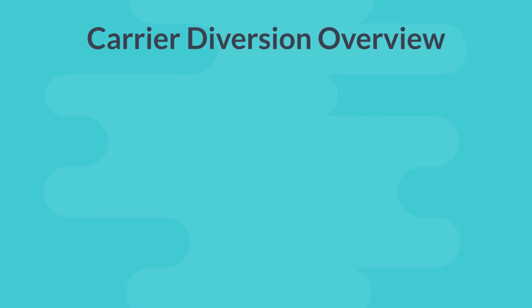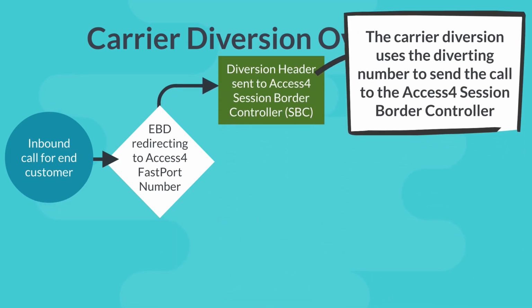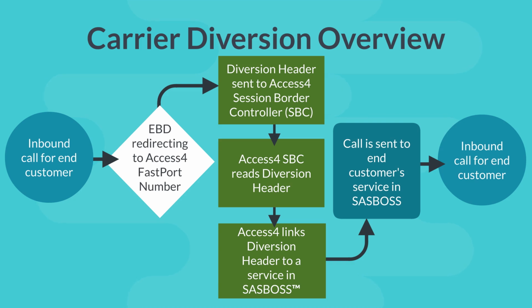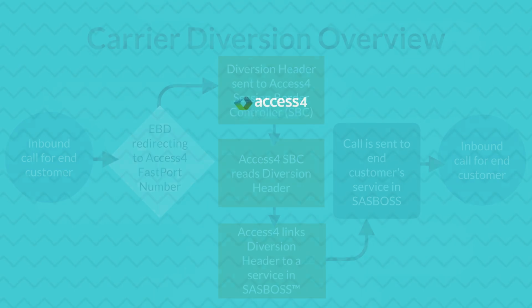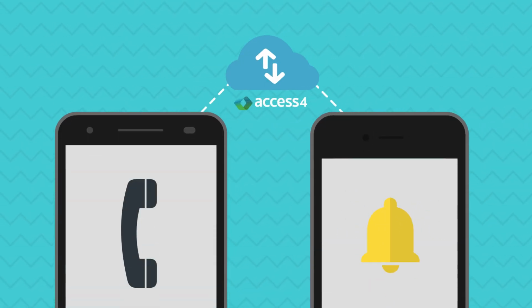Using the chart below, we can see where each piece of information is used in the process. There is an inbound call for your end customer by the calling number. The carrier diversion uses the diverting number to send the call to the Access4 Session Border Controller, SBC. Our SBC reads the carrier diversion and checks if the originally called number, now present in the diversion header, exists in SASBOS. If the called number exists, the calling number's call is directed there. This results in the end customer receiving the call as if the number were already hosted on the Access4 platform.